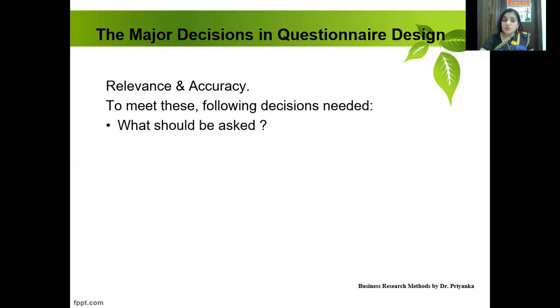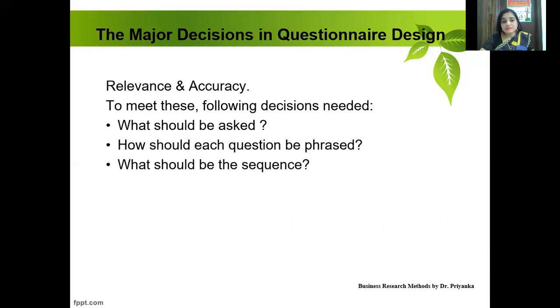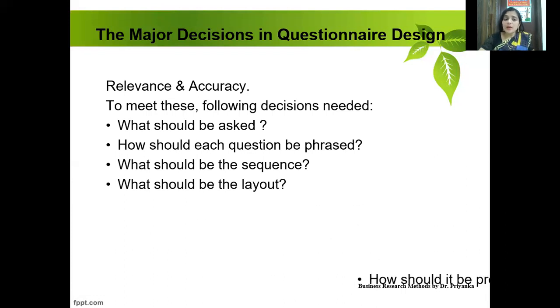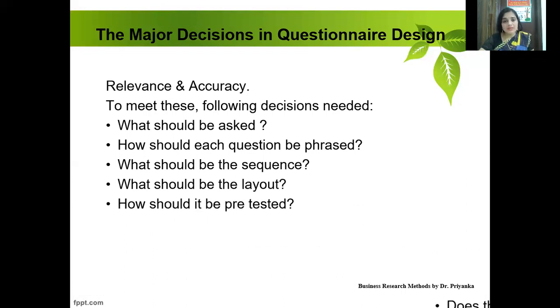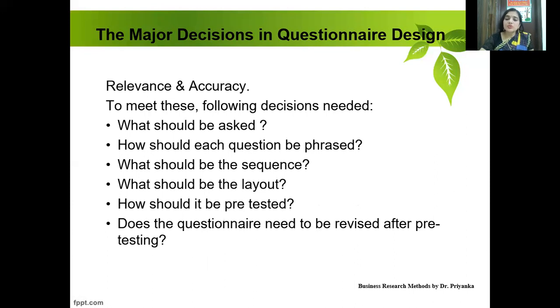Number one, you should know what should be asked, how should each question be phrased, what should be the sequence of the questions, what should be the layout, how should it be pre-tested, and does the questionnaire need to be revised after pre-testing or not.